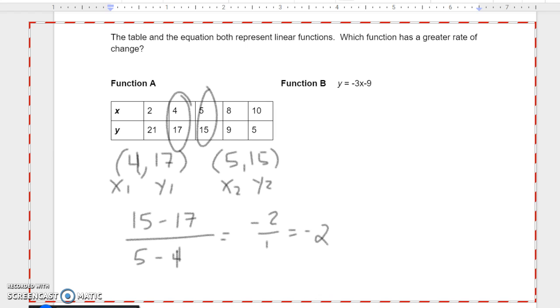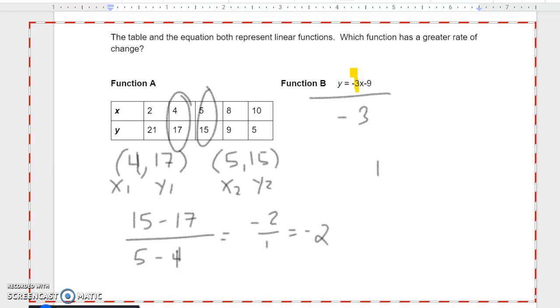Now, if you look at your other equation up here, we see that our rate of change is just the number that comes right before x. That's negative 3. So negative 3 is the rate of change for function B. So if we're comparing these two, which function has the greater rate of change? Function B is negative 3, function A is negative 2.